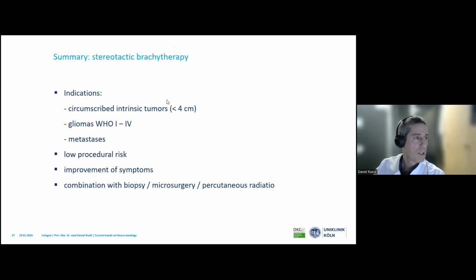So I summarize here the stereotactic brachytherapy. In the end, it's suitable for nearly every circumscribed intrinsic tumor. The procedural risk is low. We can improve symptoms, and you can also combine it with biopsy, microsurgery, if there are, for example, remnants which cannot be resected. Or it can also be combined with percutaneous radiation.